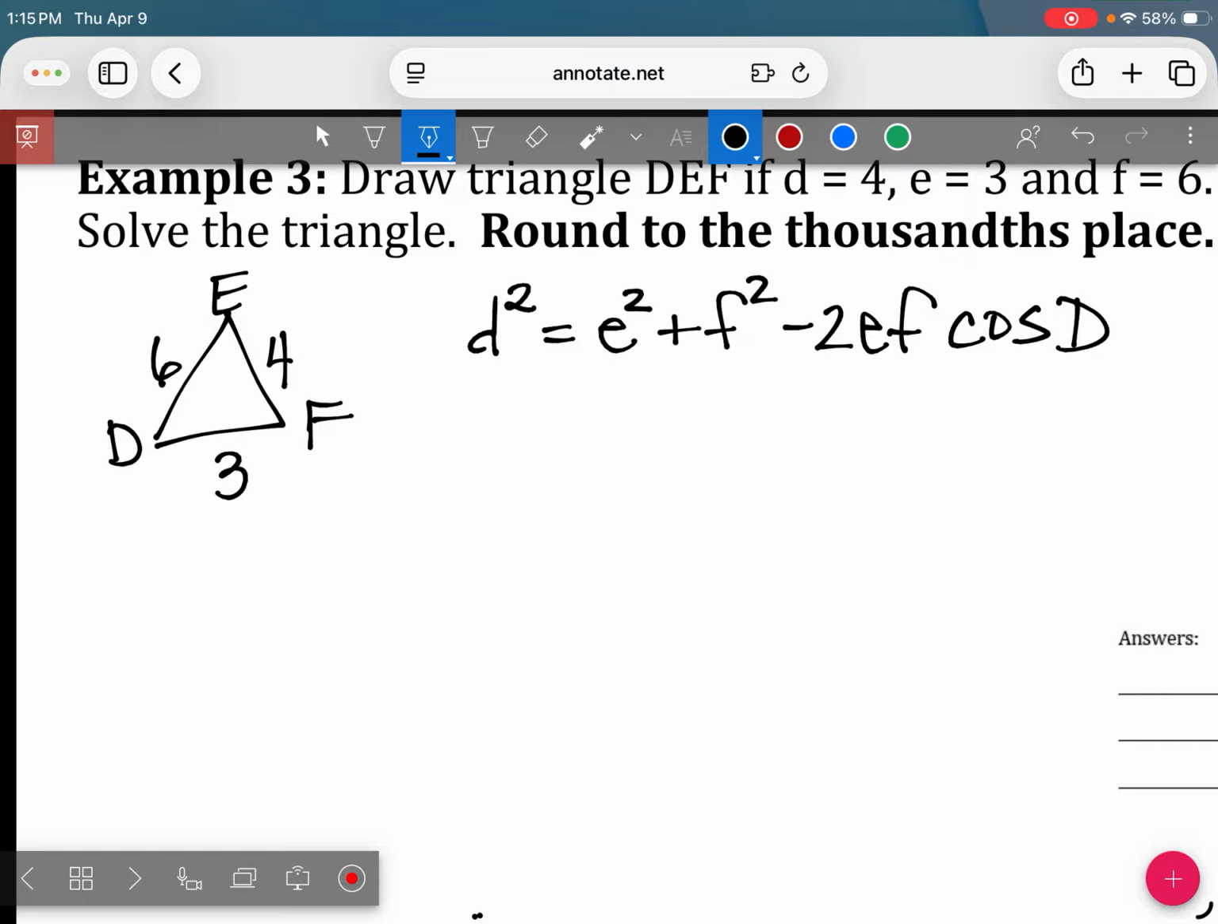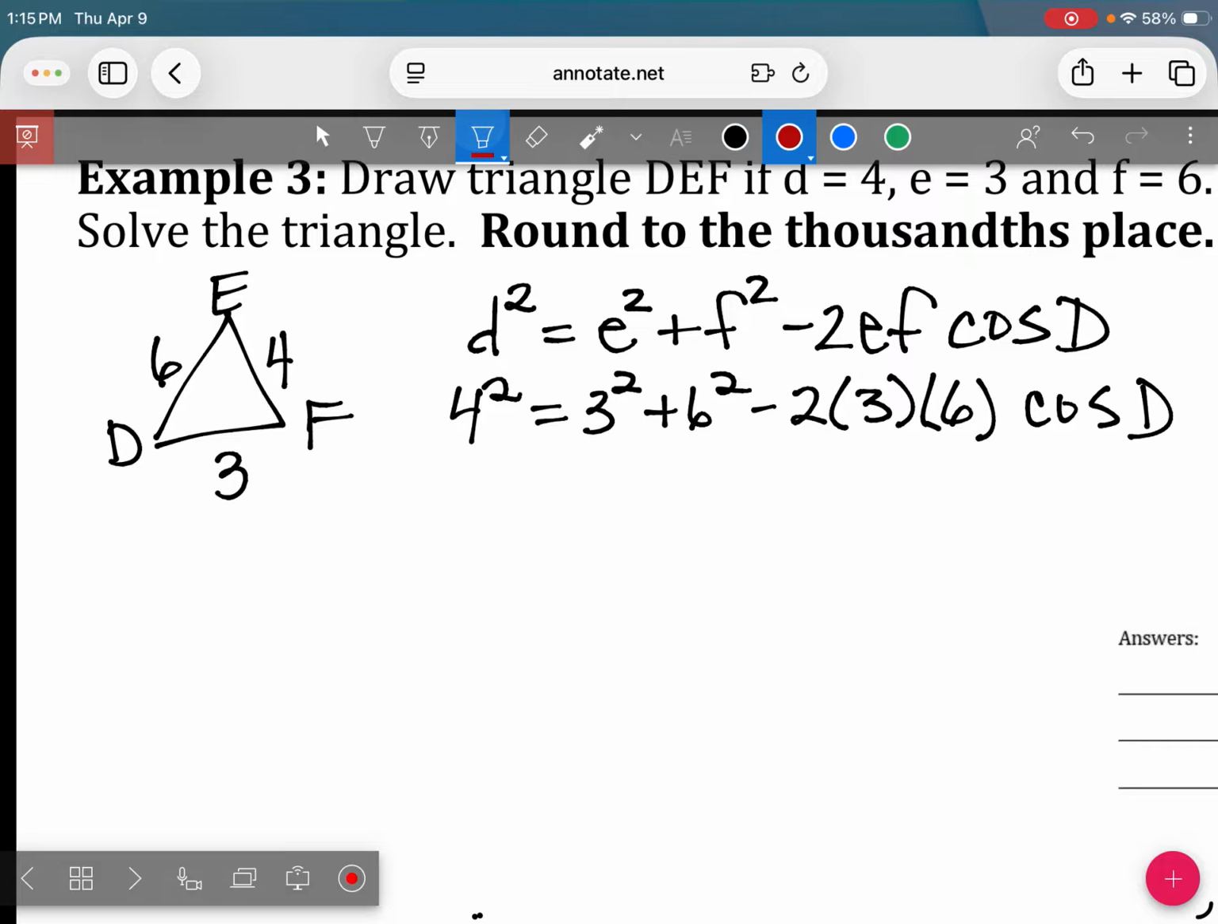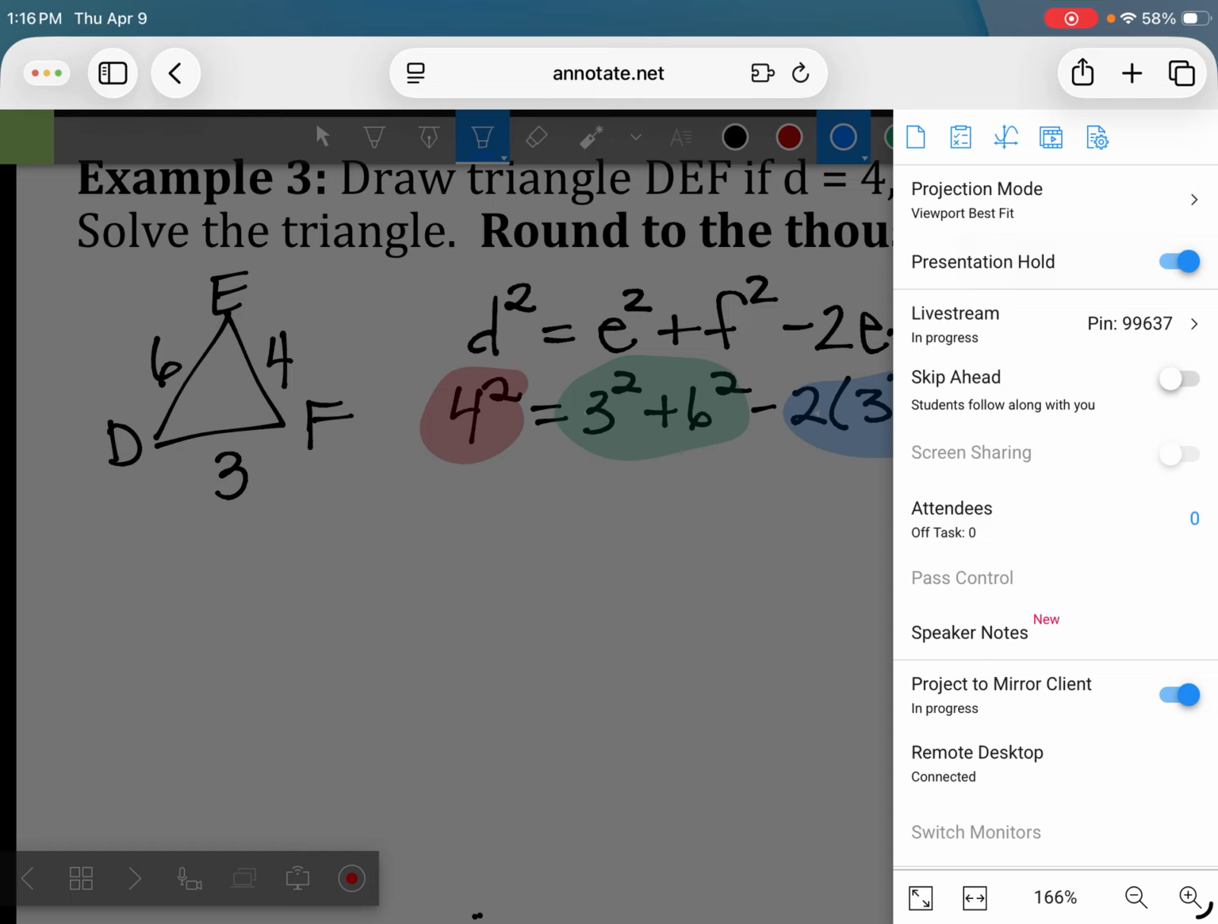We know that little d is 4, little e is 3, and little f is 6. Again, we have this number, this number, and this number. We have to subtract the green, divide the blue. So go ahead, take a moment. I'm going to come around and see who is getting the correct answer.